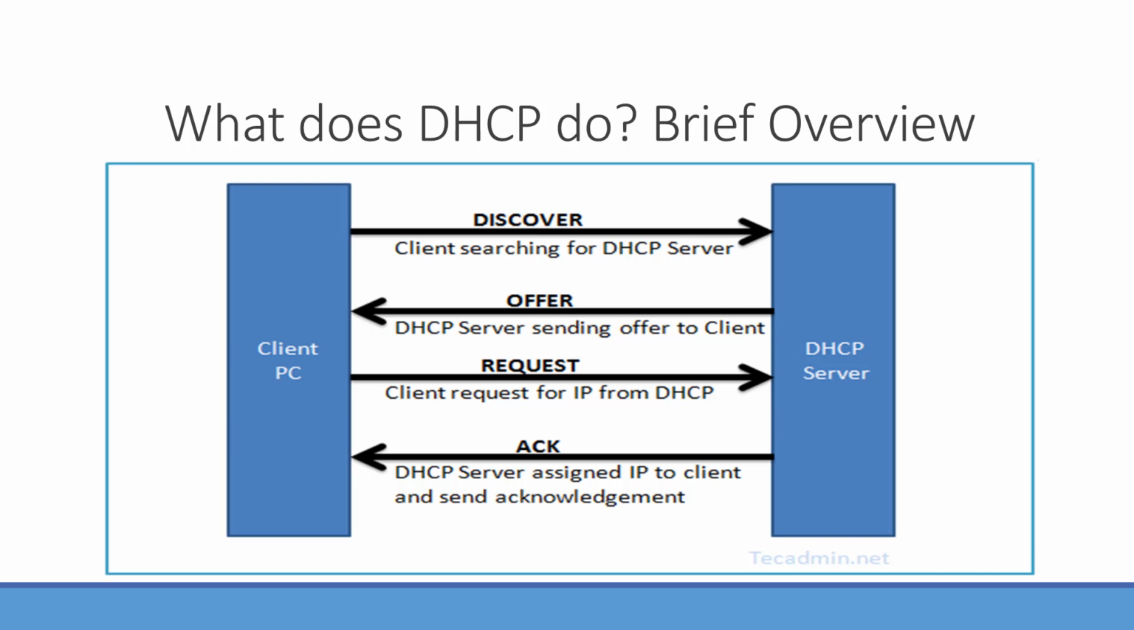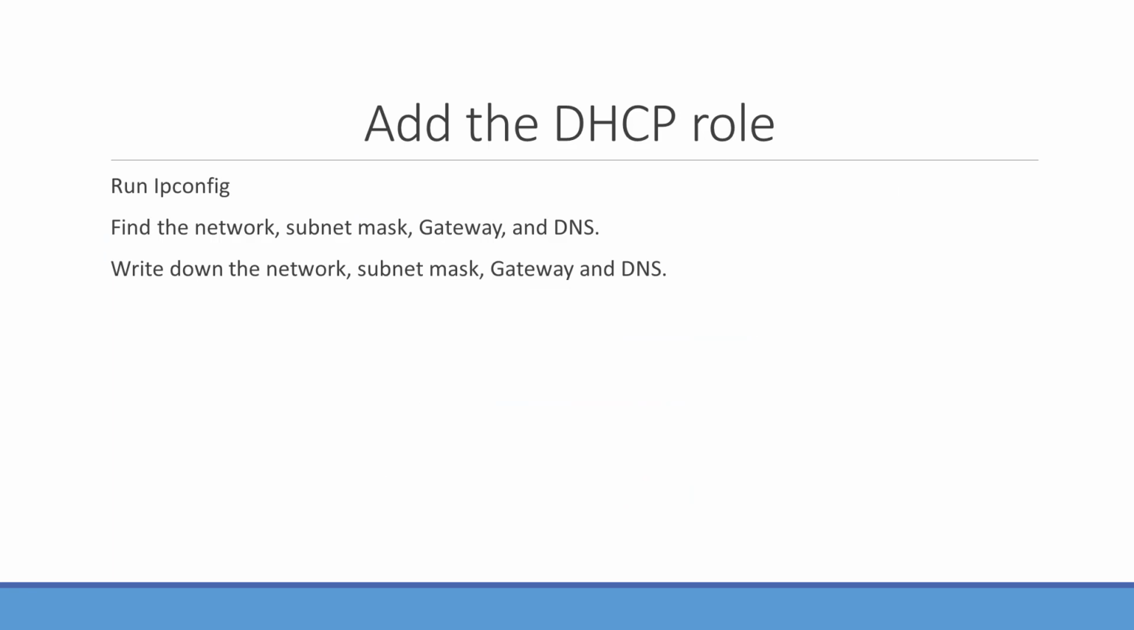And then the client will request an IP from the server. Now it is no longer a broadcast message, so the client sends a request back to the DHCP server. And then the server acknowledges it, and it sends an IP address that gets assigned to the client machine. So that is the process of what is called acknowledgement. So in a brief overview, that's how DHCP works.